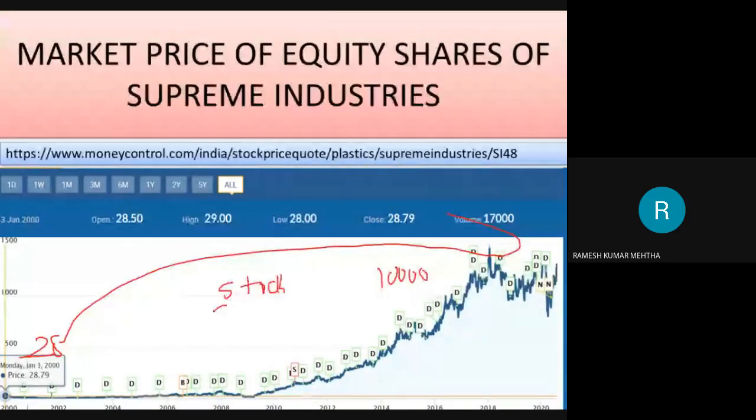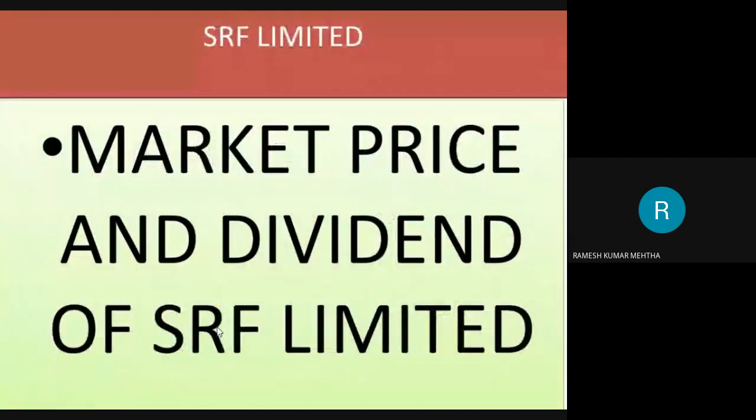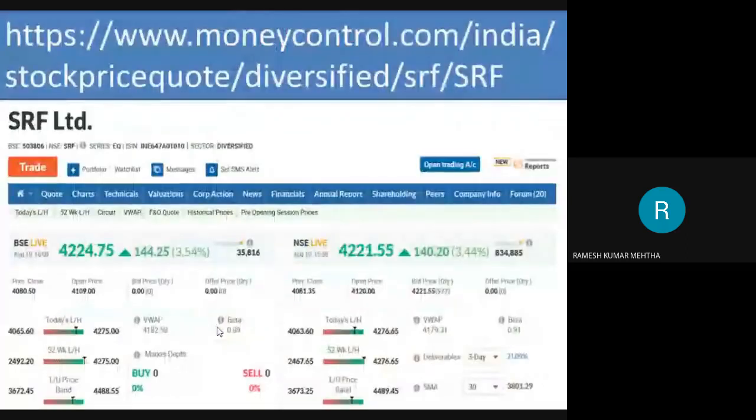Stock split plus bonus, because they have given a bonus during these last 10 years, and they have announced a stock split from 10 to 5 rupees. Now market price and dividend, we have covered this.